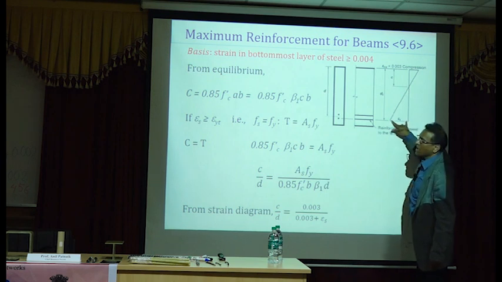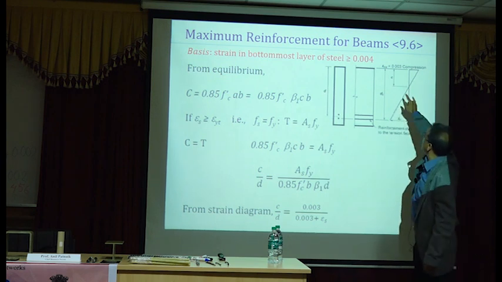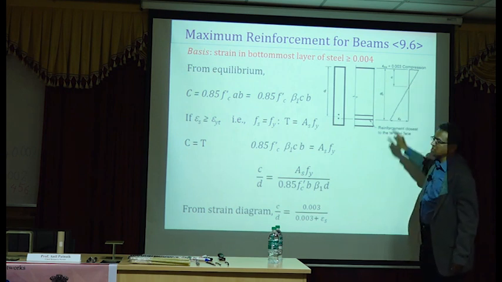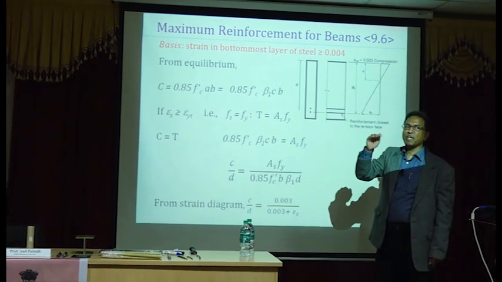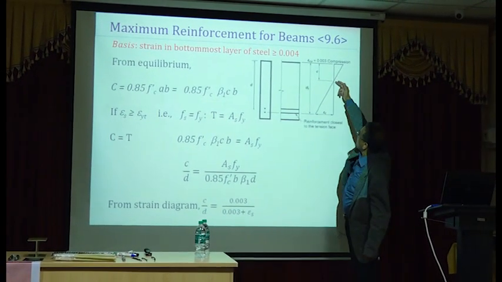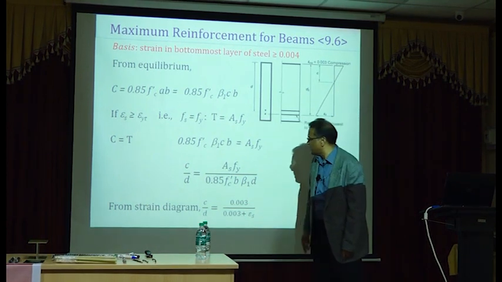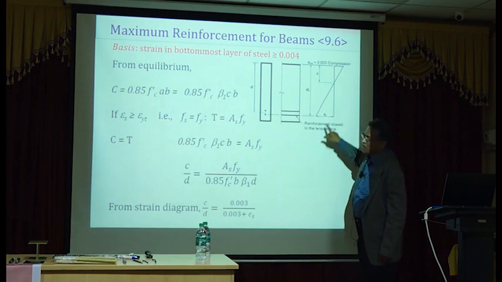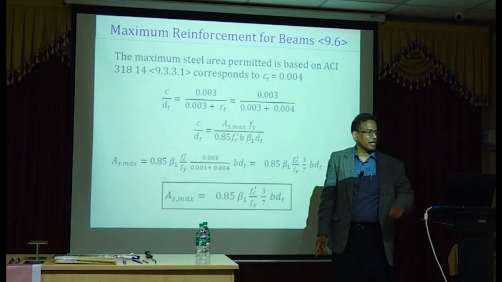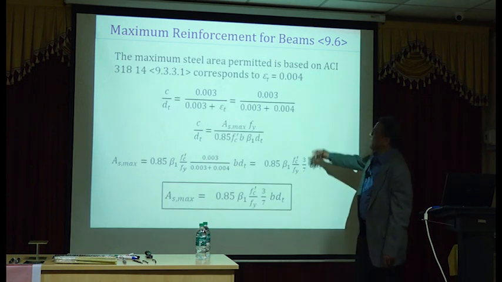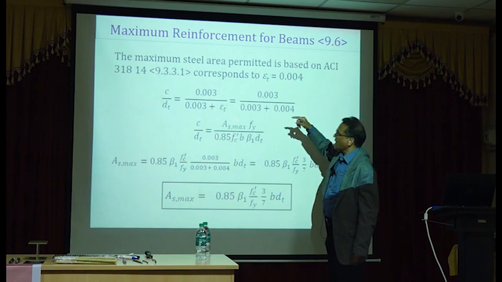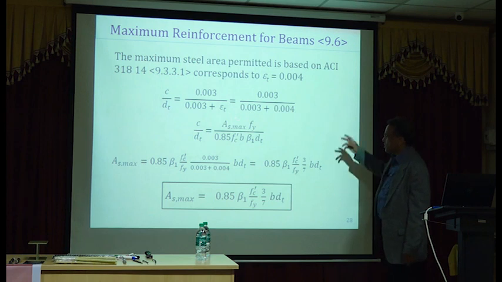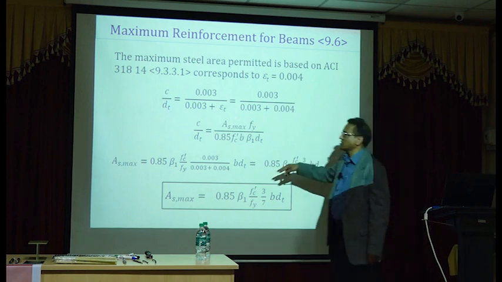Anything below that will reduce your epsilon T. Therefore, a C less than the C corresponding to 0.003 and 0.004 strains is acceptable, but C cannot be greater than what we have here. So if you plug in the numbers, depending on the steel grade you are using, for a grade 60 steel, that's 415 MPa steel, you can say epsilon Y is 0.002. So based on that, you can find out As max.